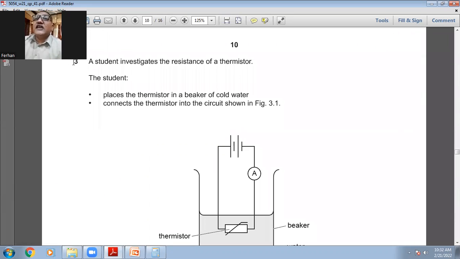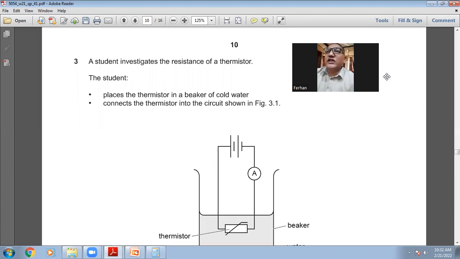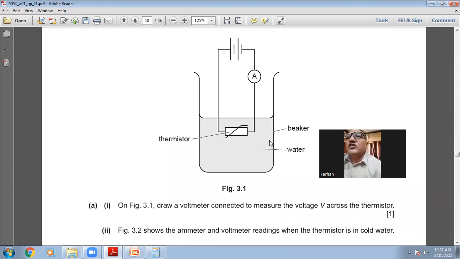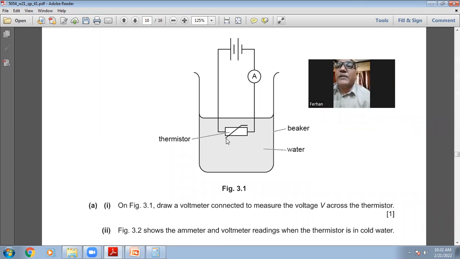Okay, he says a student investigates the resistance of a thermistor. The student places the thermistor in a beaker of cold water, connects the thermistor into the circuit shown in the figure 3.1. So here you have battery, here you have ammeter, here is the symbol for the thermistor. Here is water, it's immersed in the water. Okay, so this is the beaker. On the figure 3.1, draw a voltmeter connected to measure the voltage V across the thermistor. So if you want to measure how much voltage is used here, you will draw a voltmeter here, which is parallel to the thermistor.